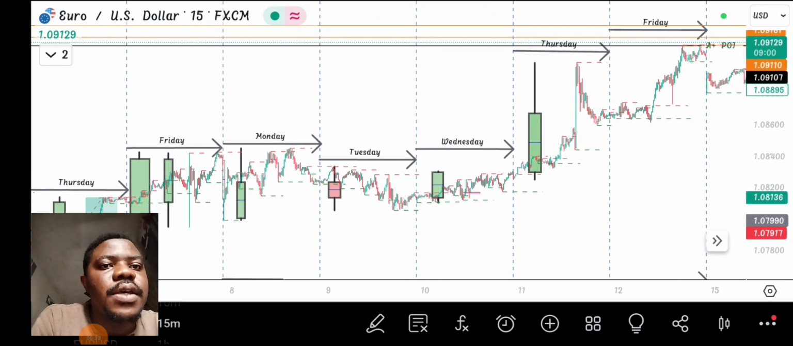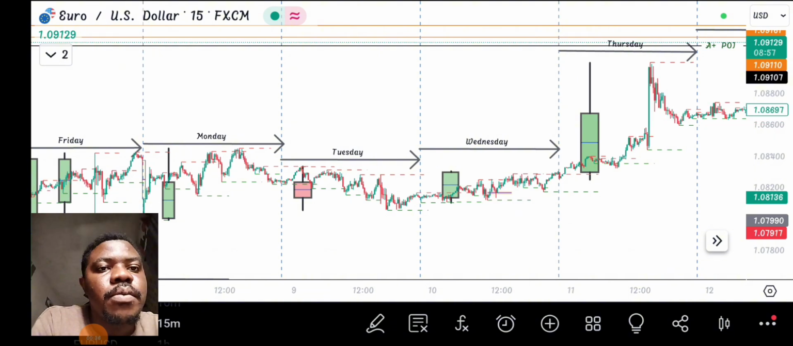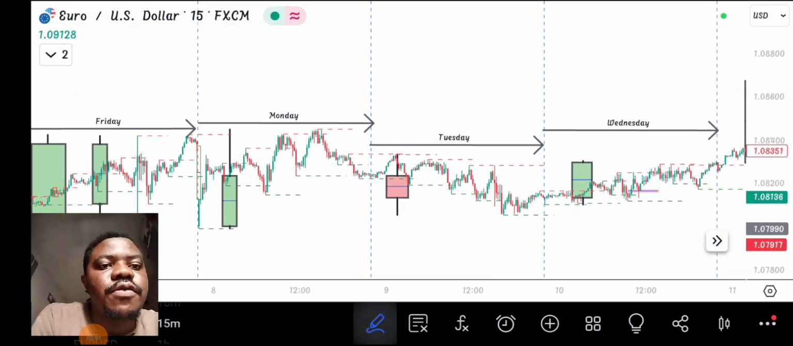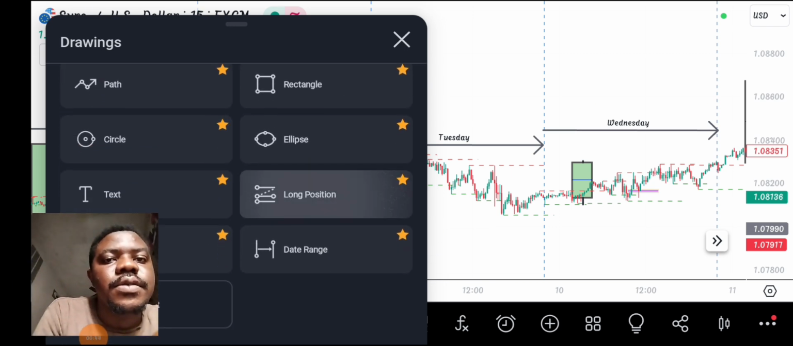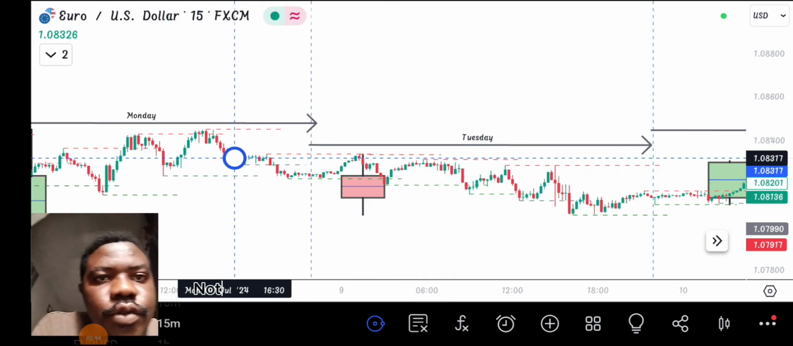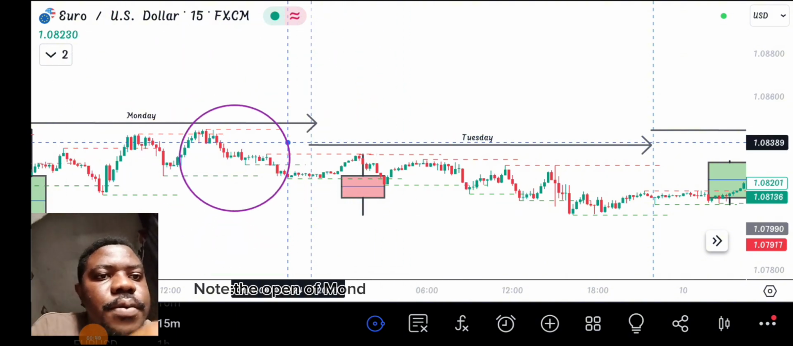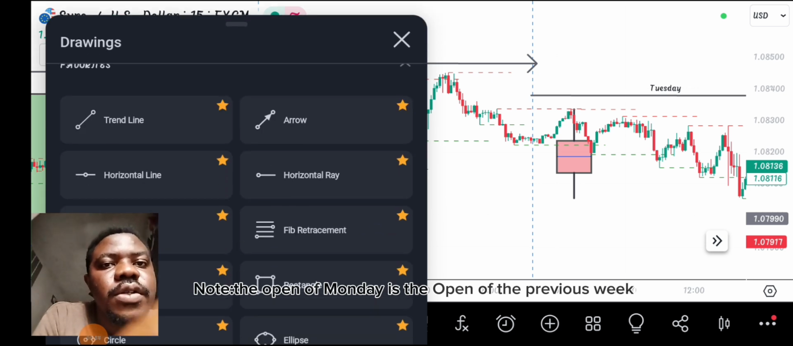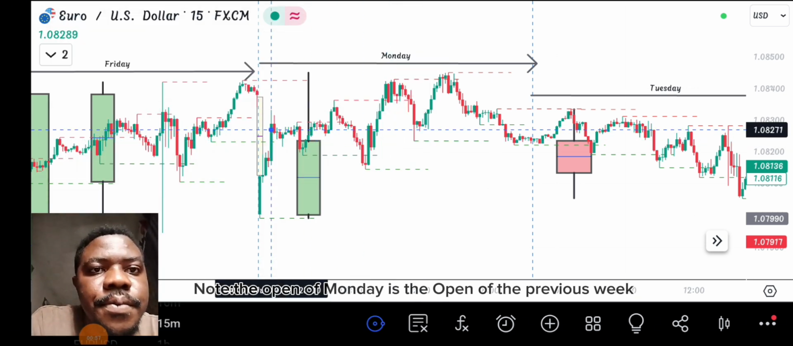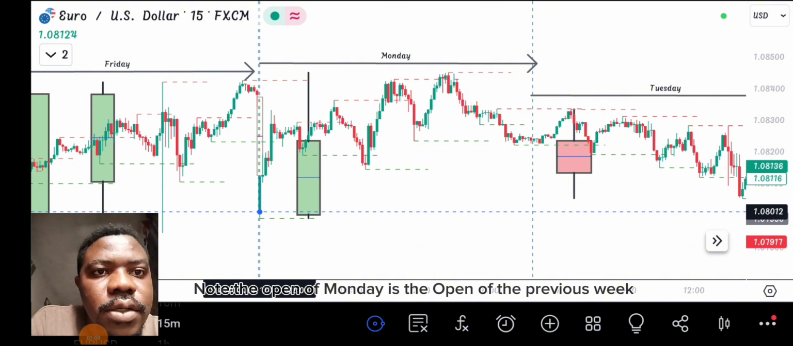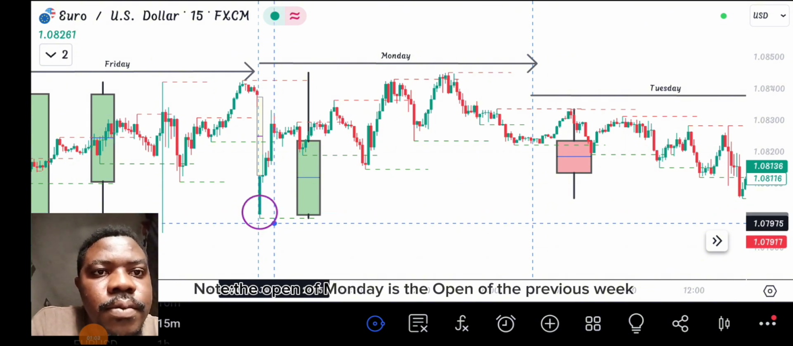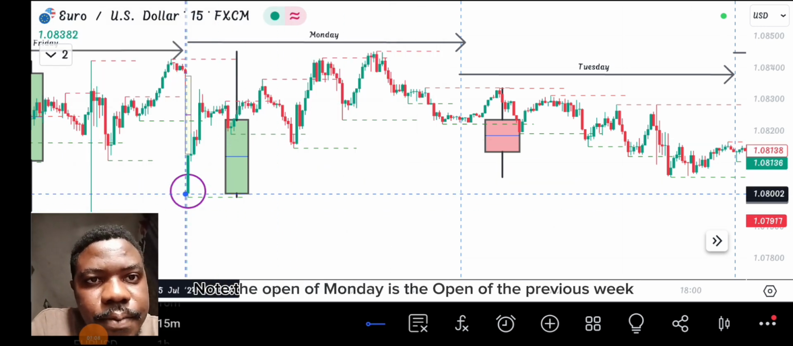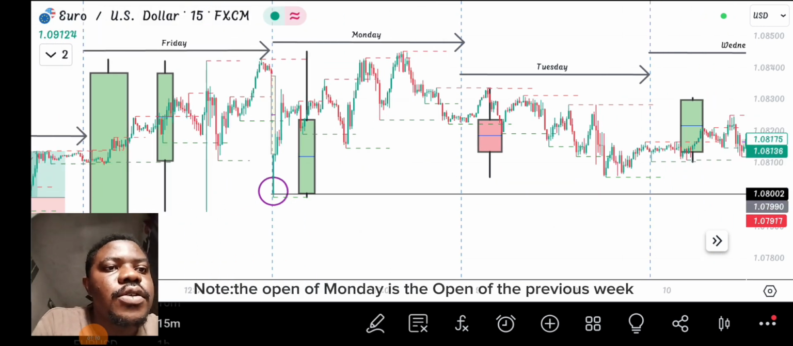We want to start picking our points from the open of Monday and the close of Friday. So let's do that quickly guys. If we zoom in on Monday last week, we're going to see the open of Monday that was here. This is the open of Monday last week, and then we just put in a horizontal ray right there. The last candlestick, that's the open of Monday.